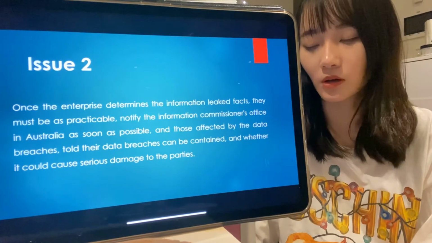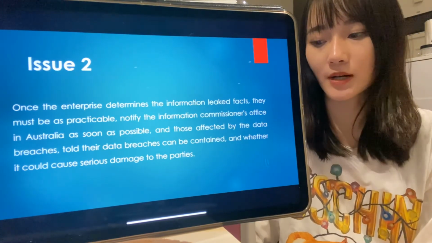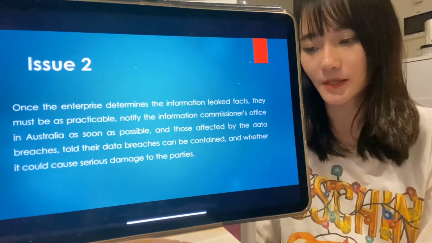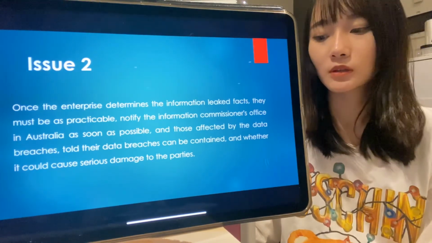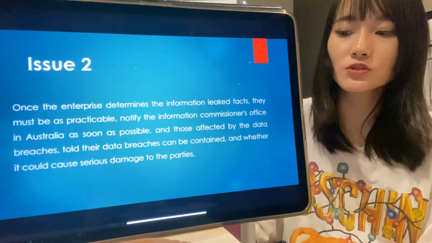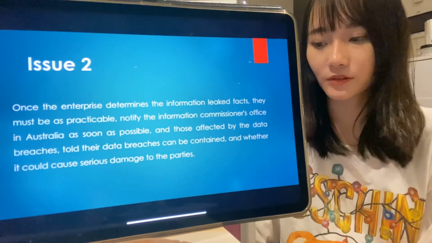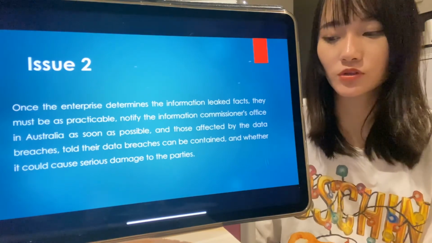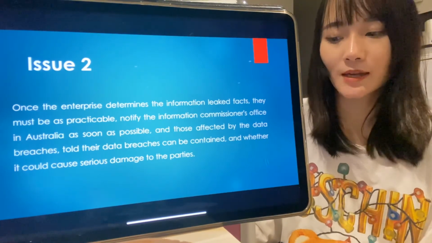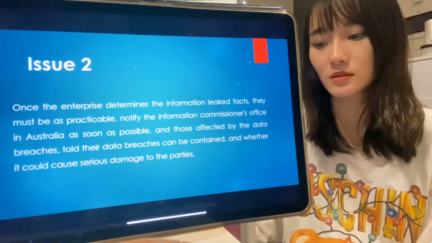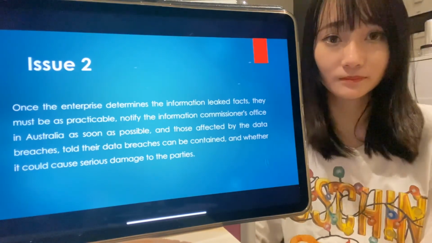According to the new law, once an enterprise determines the information leak's effect, they must notify the Information Commissioner's office in Australia as soon as possible, and those affected by the data breach must be told the contents of the breach and whether it could cause serious damage to the parties. Thank you.